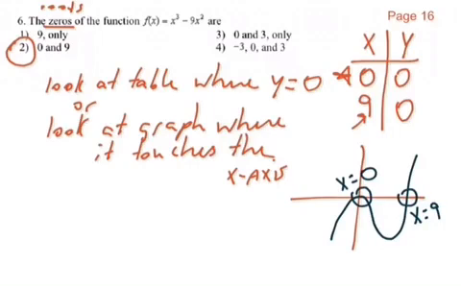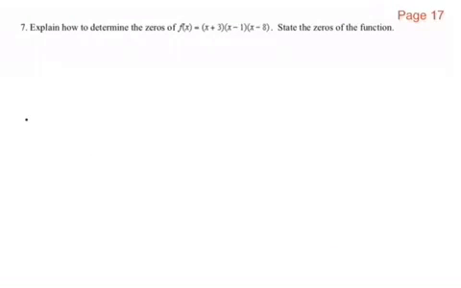Going on to question number 7 on page 17, this is asking you to explain, so you're going to have to write a sentence to determine the zeros. And it also wants you to state the zeros. Now again, there's 2 ways to do this. One thing you could do is graph the equation.